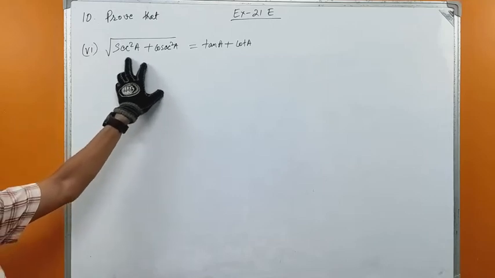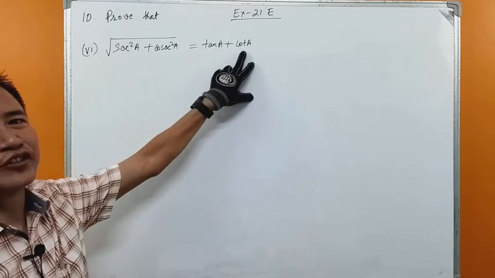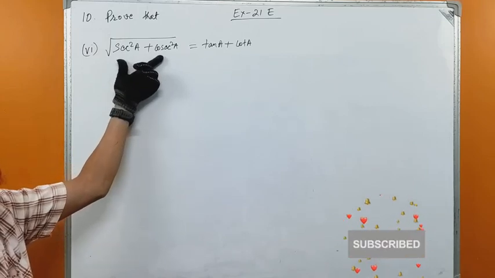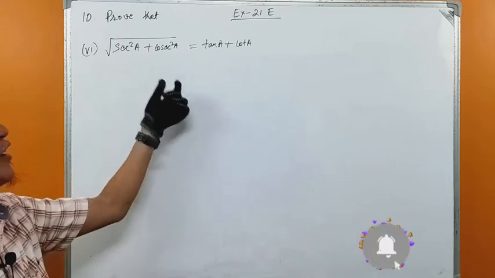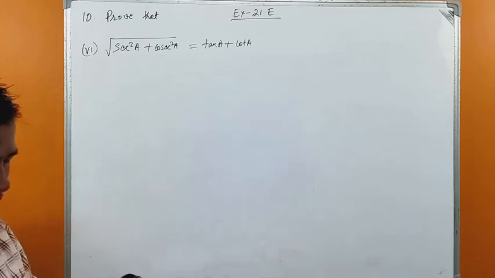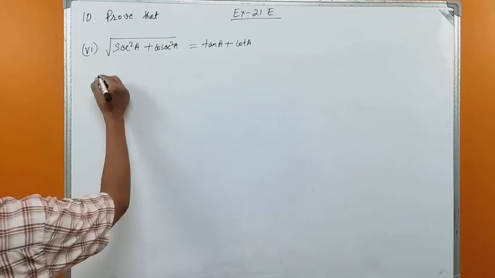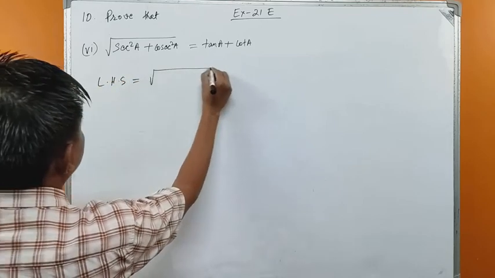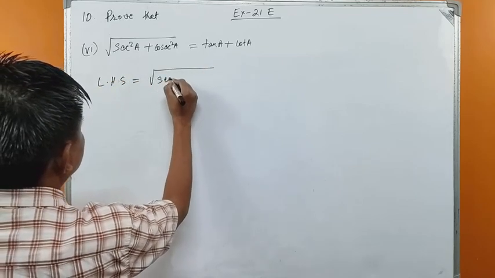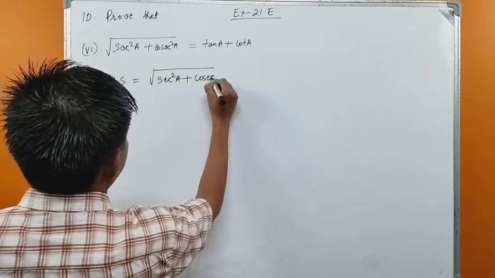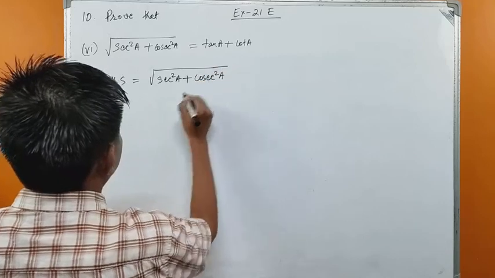We are asked to prove this equals tan A plus cot A. We have root under sec square A plus cosec square A on the left hand side, and we are asked to prove this equals tan A plus cot A, isn't it? So let's begin. LHS equals root under sec square A plus cosec square A.